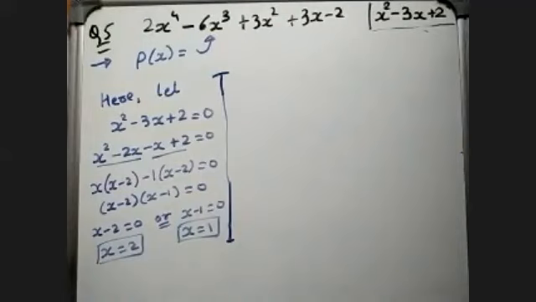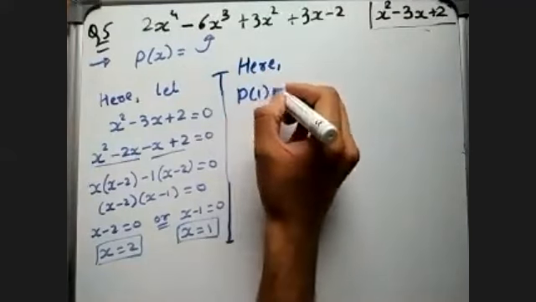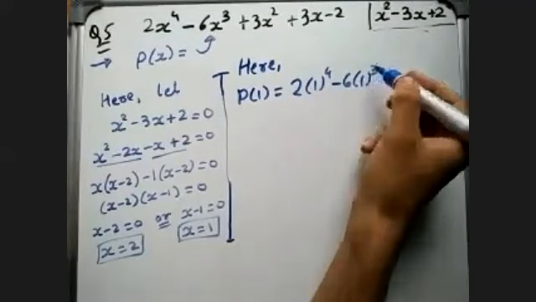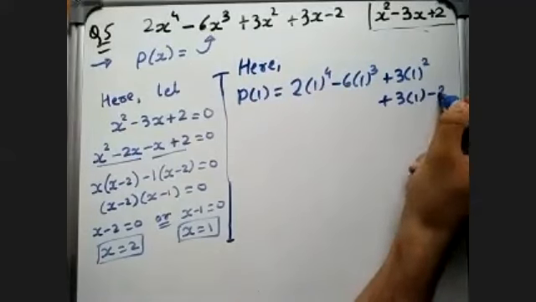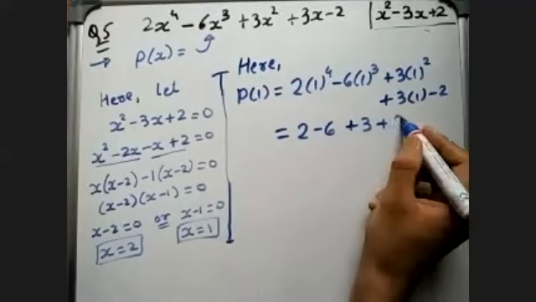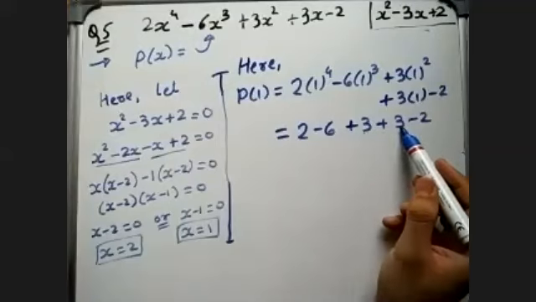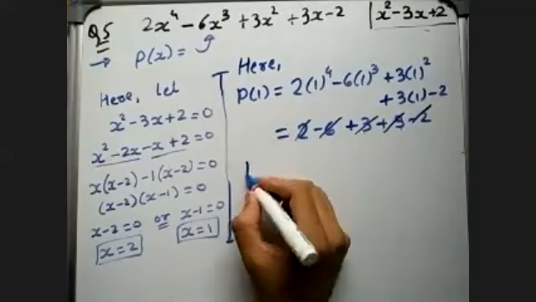So to prove that it is exactly divisible, I have to prove p of 1 and p of 2 are 0 from factor theorem. So here, my p of 1 will be 2 times 1 to the power 4 minus 6 times 1 cube plus 3 times 1 square plus 3 times 1 minus 2, which is equal to 2 minus 6 plus 3 plus 3 minus 2, which is 0. So here p of 1 equals 0.